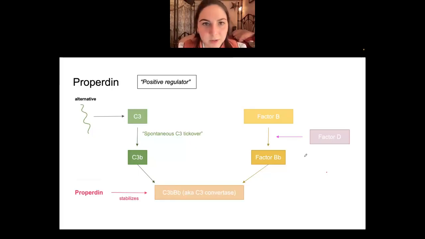Oh, good question. Sorry I didn't mention that. Great question. Properidin only stabilizes the alternative pathway C3 convertase. Very good question. So properidin would only be found stabilizing this C3 convertase, whereas factor H, I, MCP, whatever, they act on any C3b.